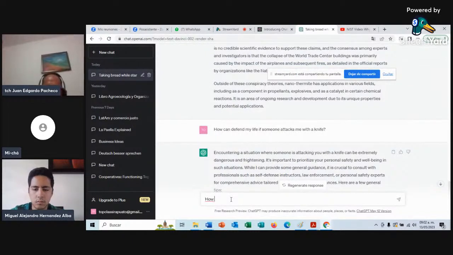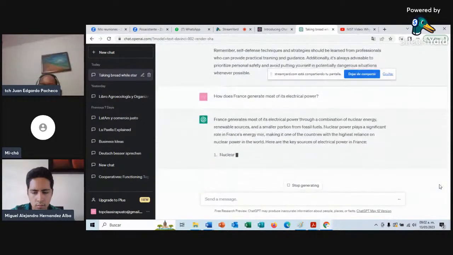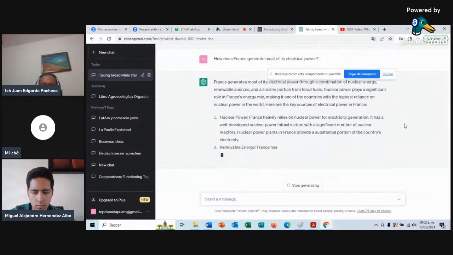But for example, I can ask it, how does France generate most of its electrical power? And I know that the answer is that 75% of the electrical power is based on nuclear energy. So they're going to start using the word nuclear, not me. Here it is.